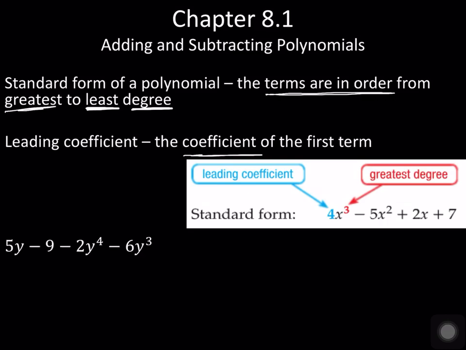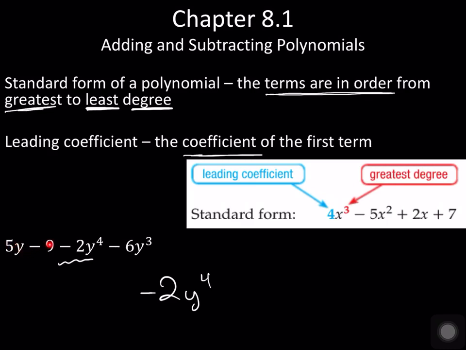So here we go: 5y minus 9 minus 2y to the 4th minus 6y cubed. Just a really quick look here. The degrees are 1, 0, 4, and 3. Now standard form means I have to put these in order from greatest to least. So this one is the greatest, so that has to go in front. Now the sign in front of the number has to go with it. So negative 2y to the 4th goes up front.